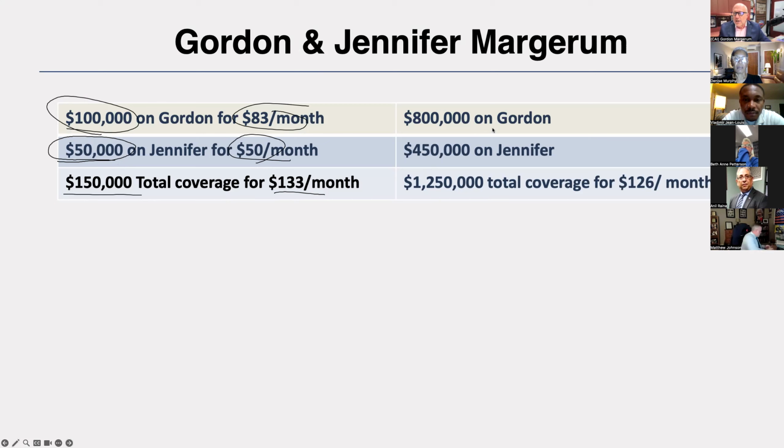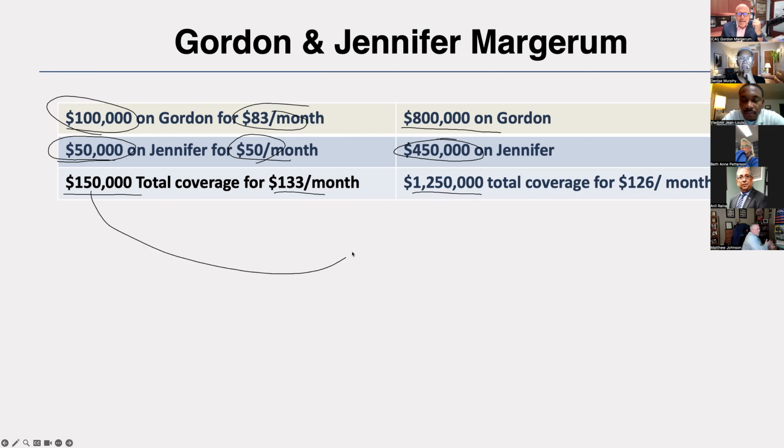If you died tomorrow, at the time I was making about 80 to 100K, you're going to leave your fiance with 100,000 and she's got 200,000 in debt. She's going to be in trouble. And if she wants to have kids and raise kids, that 100,000 doesn't go far. So I needed 800, and then she needed 450. So we really needed $1.2 million.